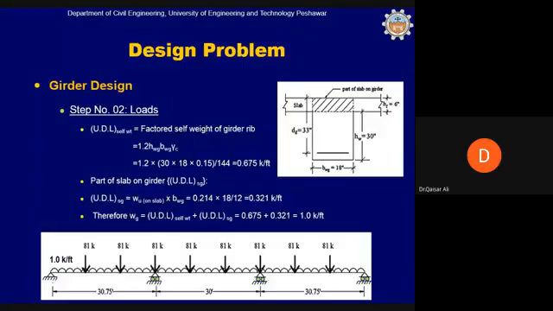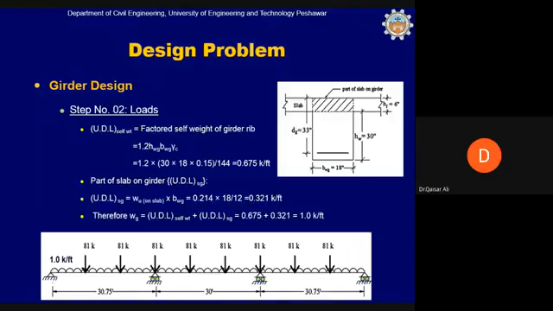Okay, you think on this, and if it is not clear, you can come up with a question on this next time. This will need a little bit of thinking, and you discuss it among yourselves. If it is not clear, then you can discuss it with me. Anyhow, the total UDL coming on the girder will be 1 kip per foot, but there is also a point load of 81 kip.